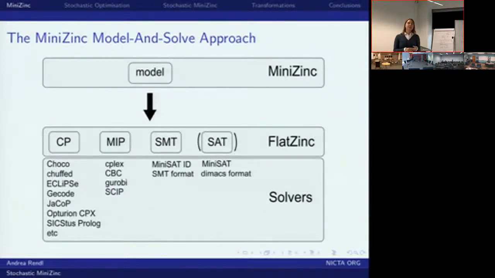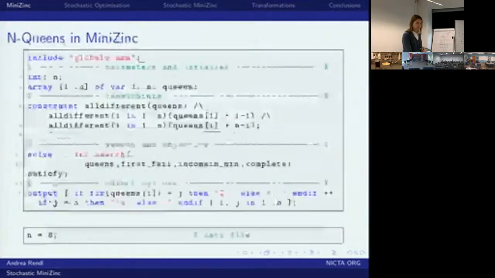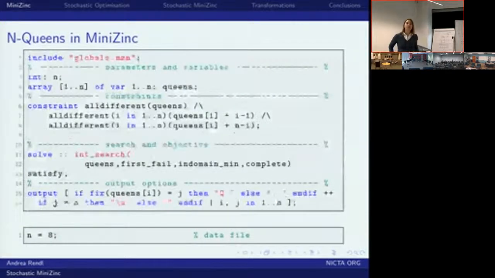So what this means is that this model has to be transformed to these different paradigms, and I'm going to show you an example of how this works. First, an example of the n-queens problem in MiniZinc. The n-queens problem is very well known. The objective is to place n queens on an n times n chessboard. What we have here first is we include the globals library, which includes global constraints. As you can see, we're using the global constraint all different here.